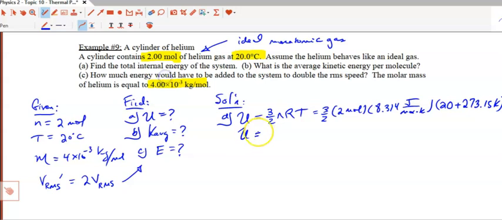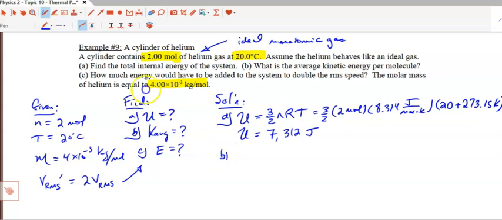Plugging that into our calculator, I got a value of 7,312 joules. That's the total amount of energy of all the molecules in the gas.